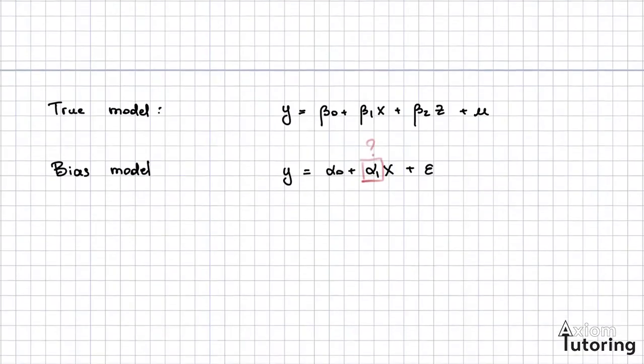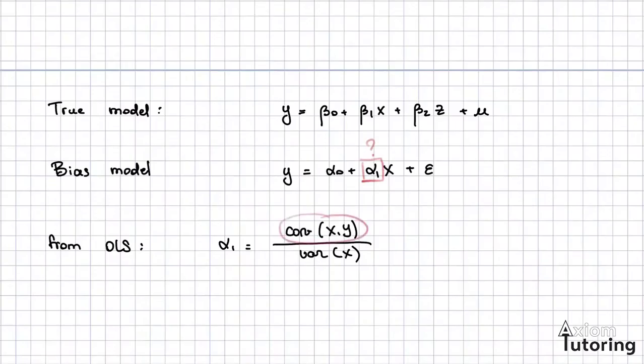We can use the OLS formula directly. From OLS, we know that alpha 1 should be the covariance between x and y divided by the variance of your x variable. What that means is that, in order to find this, we need to think about the covariance of x and y. From the true model, we can compute the actual covariance. So think about it this way.